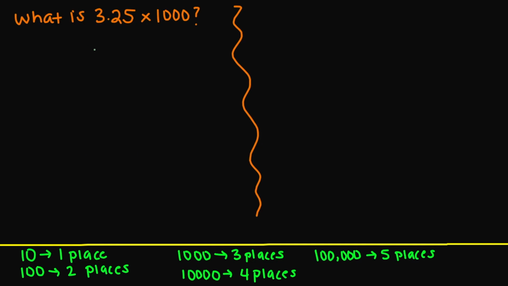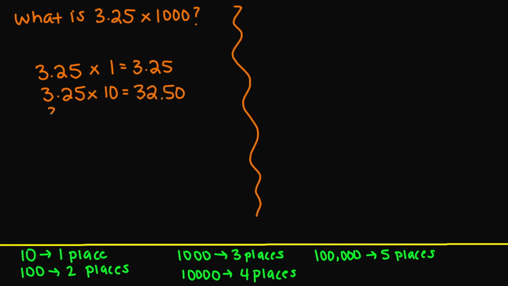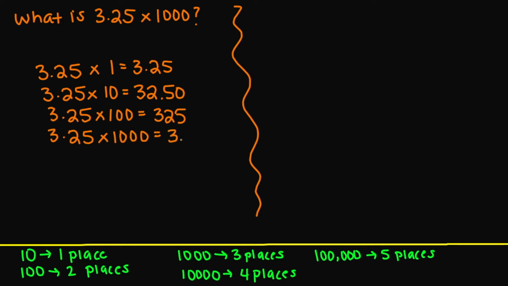So let's look at this example. Let's look at our pattern here. We have 3.25 times 1. That's going to give me 3.25. 3.25 times 10 is going to give me 32.50. 3.25 times 100 is going to give me 325. 3.25 times 1,000 is going to give me 3,250. So this is the answer that we are looking for.